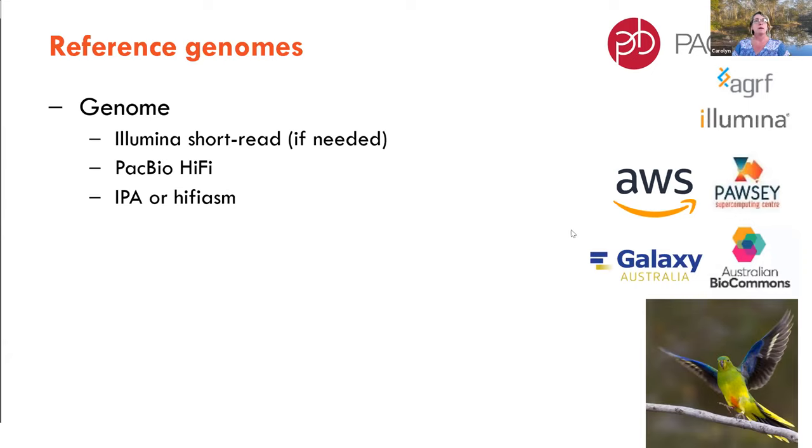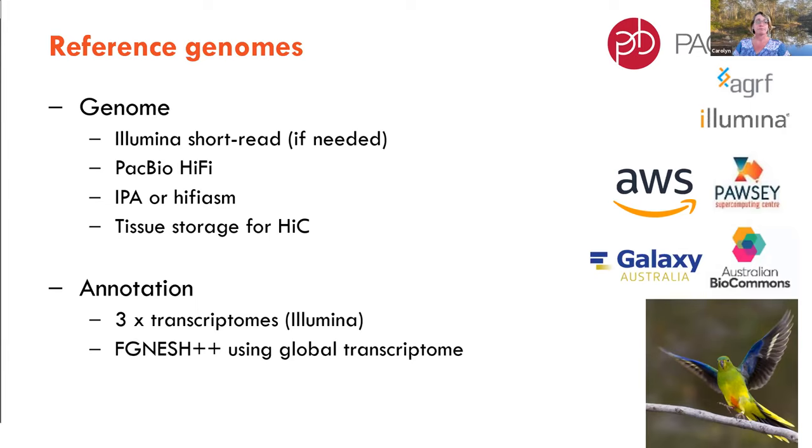Australian BioCommons. One of the other key things is the funding doesn't cover the Hi-C component of the genomes. And so we do encourage everybody who's doing the HiFi sequencing through TSI to actually make plans to archive their tissue storage for Hi-C or seek other funding to get a Hi-C genome generated as well. And then also we promote the annotations.